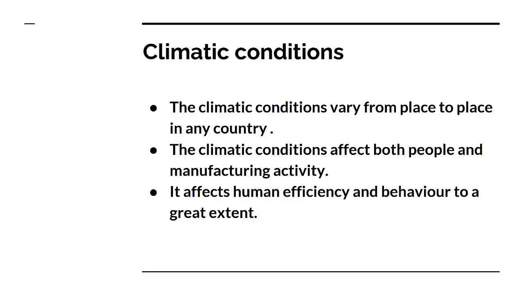Climatic conditions play an important role in setting up of a food industry. They vary from place to place. In a country, India, which is big, we have an example. Now, area near to Baddi is much more good for setting up of a food plant or any other industry. Now, they depend upon the product which we have to manufacture because the climatic conditions affect both the people and the manufacturing activities. It affects human efficiency and behavior to a great extent. So this factor is to be considered very minutely.